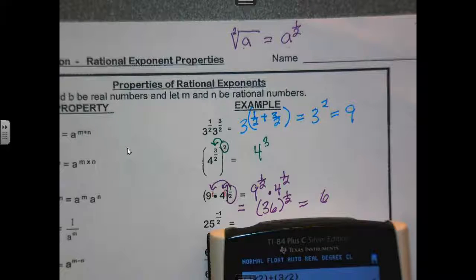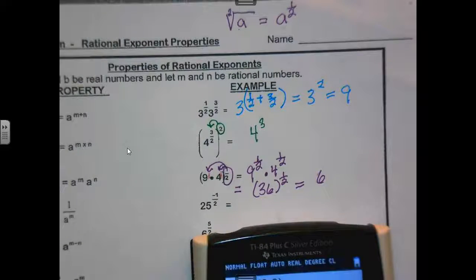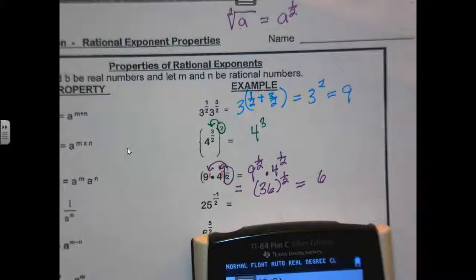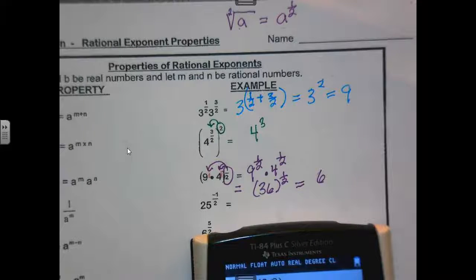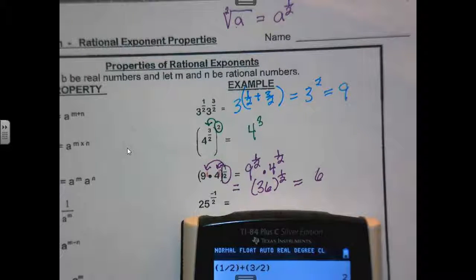We're going to cover this in a few minutes, actually. Okay, I could take 36 raised to the 1/2, and I get 6. We could also go back to the original one, 9 raised to the 1/2 times 4 raised to the 1/2, and I'll get the same answer. Okay.